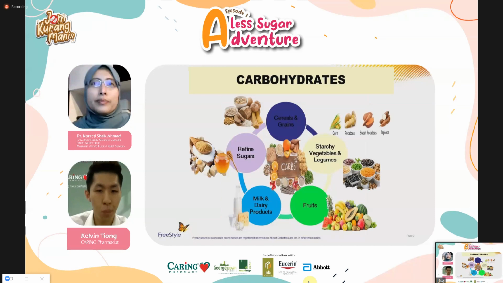So as I said, it is not about which food to eat. It's more about which food spikes your sugar. But as a general rule, from what we heard in the first lecture just now, we know that sugar and carbohydrates will increase our blood glucose, which is our blood sugar.